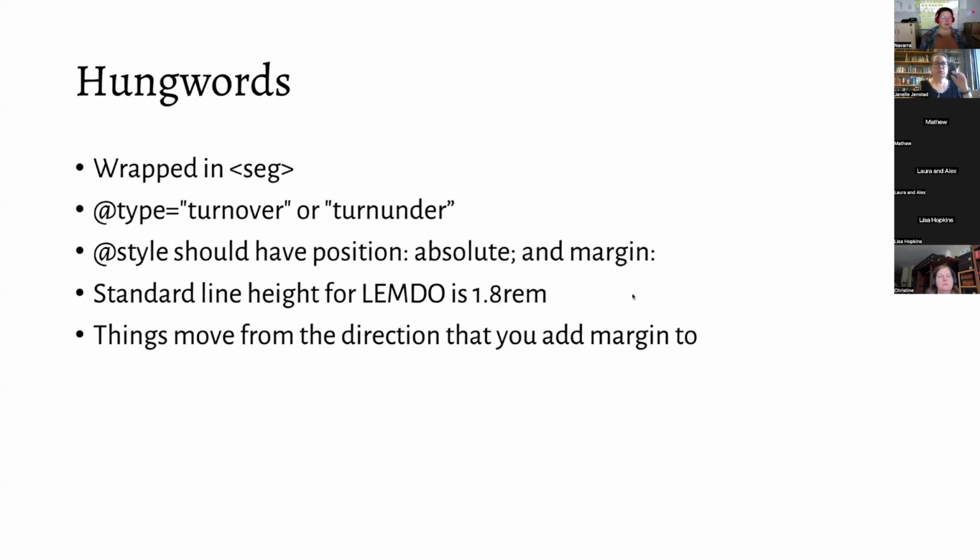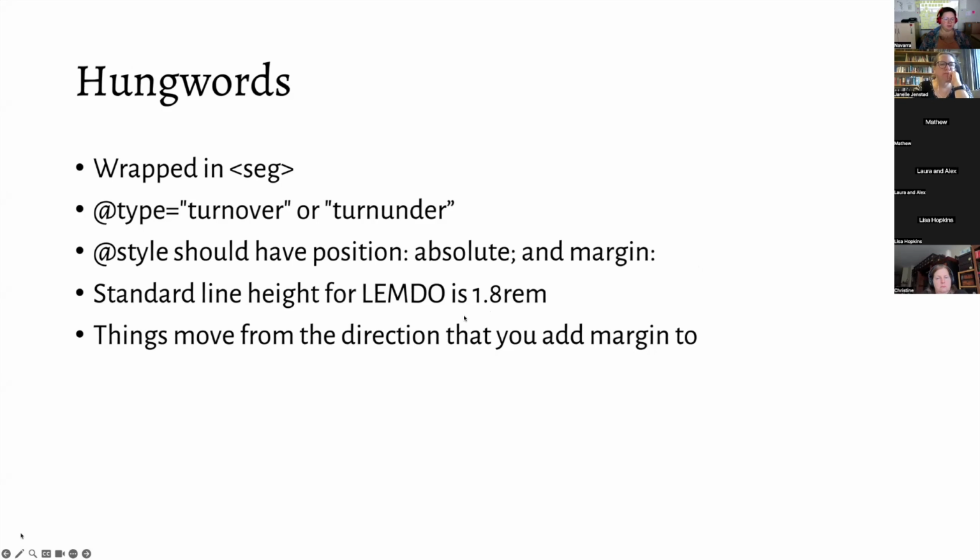When we look at the example of hung words, our hung words are going to be wrapped in seg with the type of either turnOver or turnUnder. Our style attribute should have a position absolute and a margin. And then you can experiment with the margin values.